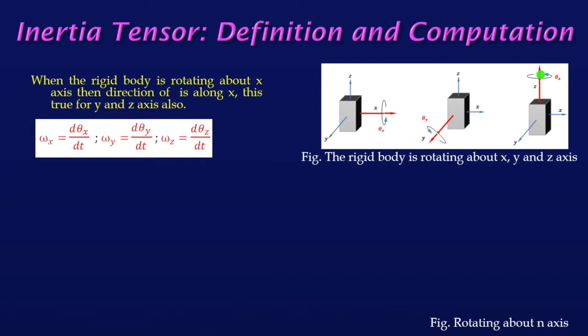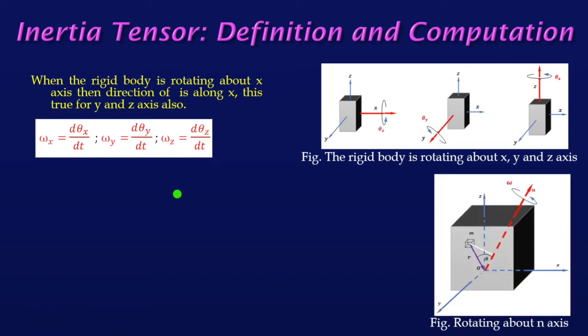Now by definition we can write the angular velocity when it is rotating about the x axis as omega x. Then omega x equals d theta x by dt. Similarly, omega y equals d theta y by dt and omega z equals d theta z by dt respectively. So this is the case where the rigid body is rotating about a single axis x, y or z.